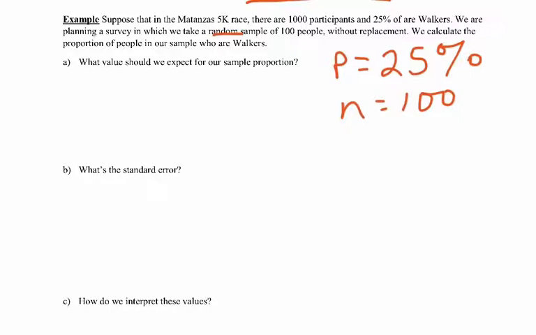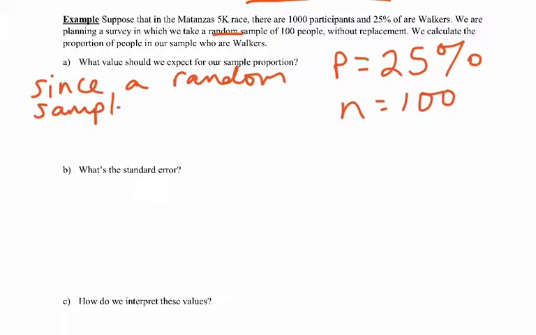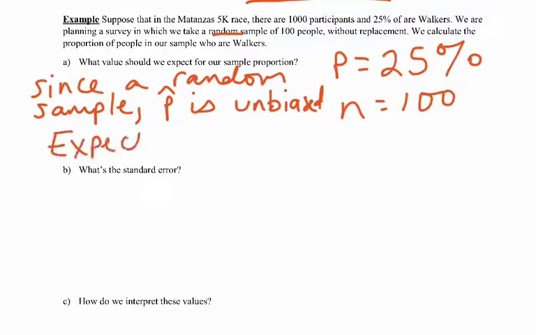All right, since we were told it was a random sample that we're taking, that means that P hat is unbiased. Okay, so if P hat is unbiased, what does that indicate? That indicates that we expect, so we could also call this the expected value for our sampling distribution, to be the same as the population proportion, which is 25%.